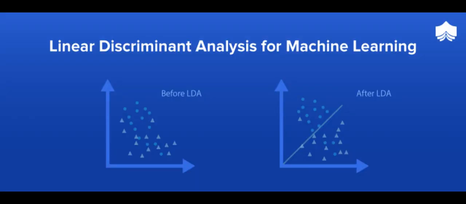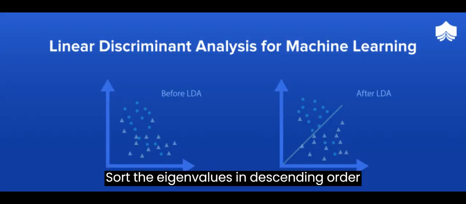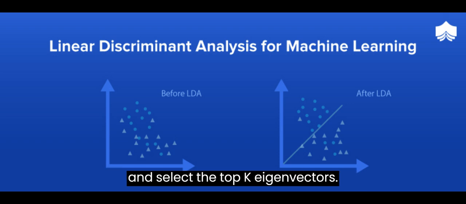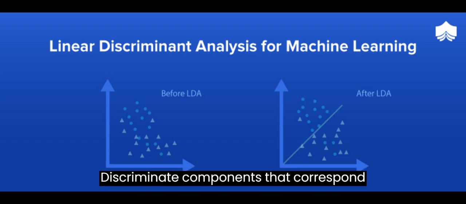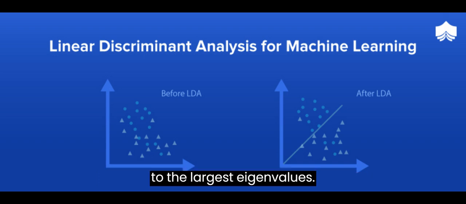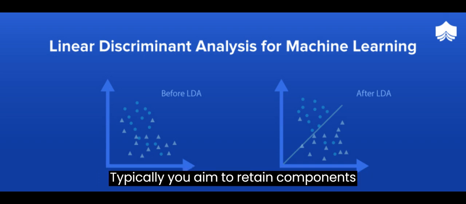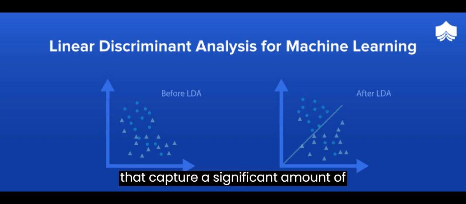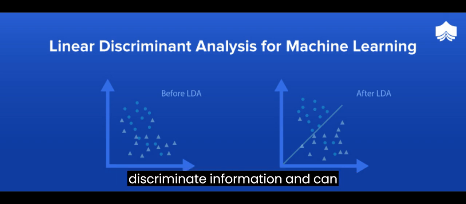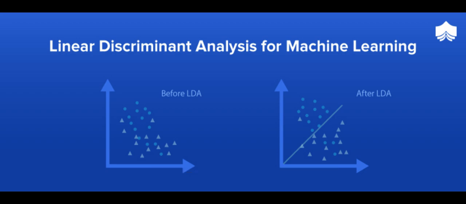Step 5. Select discriminant components. Sort the eigenvalues in descending order and select the top k eigenvectors, the discriminant components, that correspond to the largest eigenvalues. Typically, you aim to retain components that capture a significant amount of discriminant information and can effectively separate the classes.